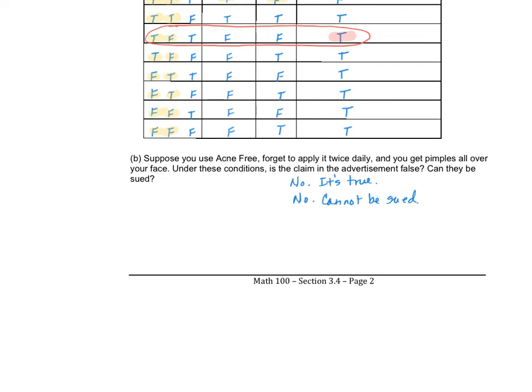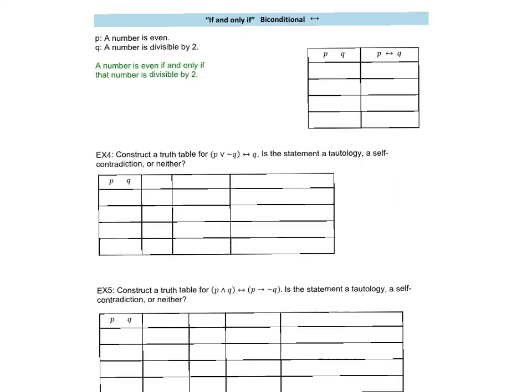This is actually very typical. Companies, again, make claims all the time. So if you take their legal document, their claim, and break it down into simple statements, create a truth table, then if the product doesn't work and that final column is false with your given conditions, then yes, you can sue them.